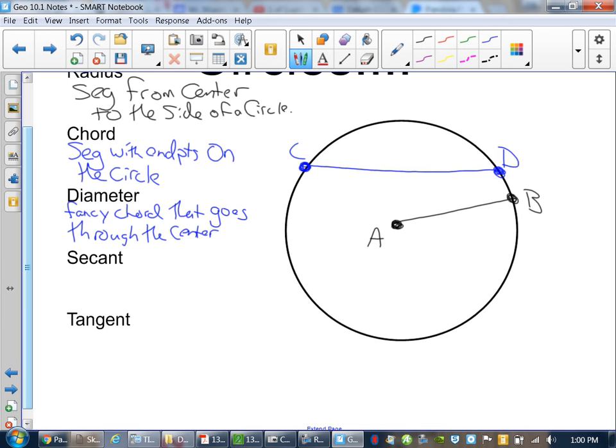The diameter of a circle, since it goes through the center, cuts the circle into two equal parts. Those two equal parts are called? Semicircles. I was just about to say the word. A diameter cuts a circle into two equal parts called semicircles. And that comes up a little bit later on. I wouldn't worry about that quite yet.